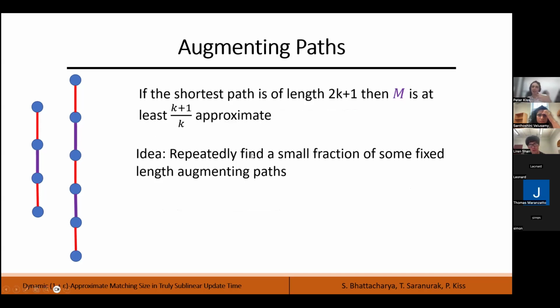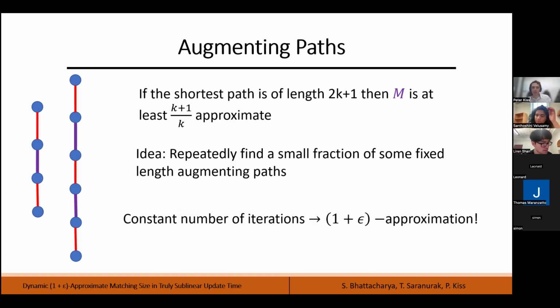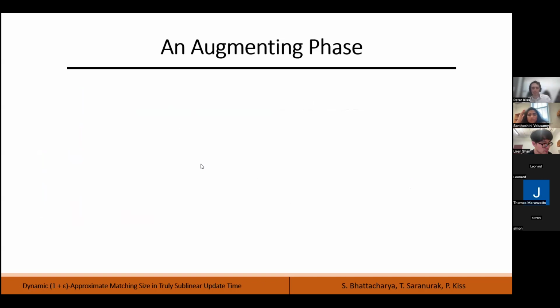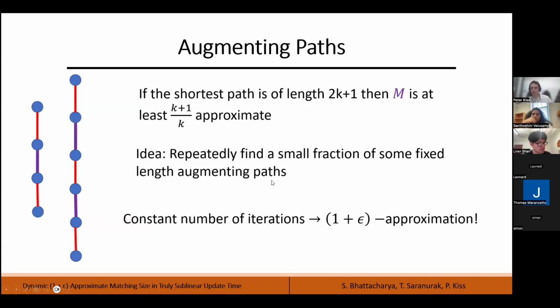So what idea does this give? A simple idea is to repeatedly try to find an absolute constant fraction, some small constant fraction of fixed length augmenting paths, and repeat this process until very, very few short augmenting paths remain. And at that point, we can say that the approximation of the algorithm is quite good. So this is what McGregor's algorithm does. It requires a constant number of iterations.